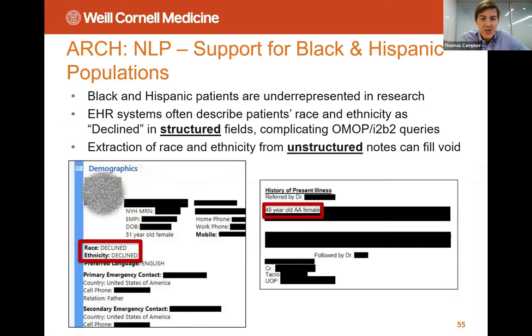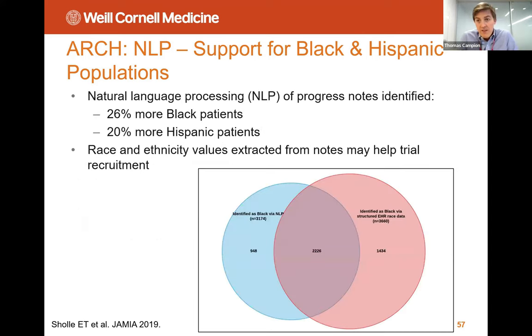But looking at an example, as we see here, of a patient with race and ethnicity values declined in the EHR. But then when we would look up the patient's notes, we would see, oh, it's a 48-year-old AA female, which may actually mean 48-year-old African-American female. So we posited that we could maybe fill in the gaps by using NLP of notes to help get values of race and ethnicity. And we were able to improve identification of patients who may be Black or Hispanic by more than 20%. We described this in a JAMIA article a few years back.